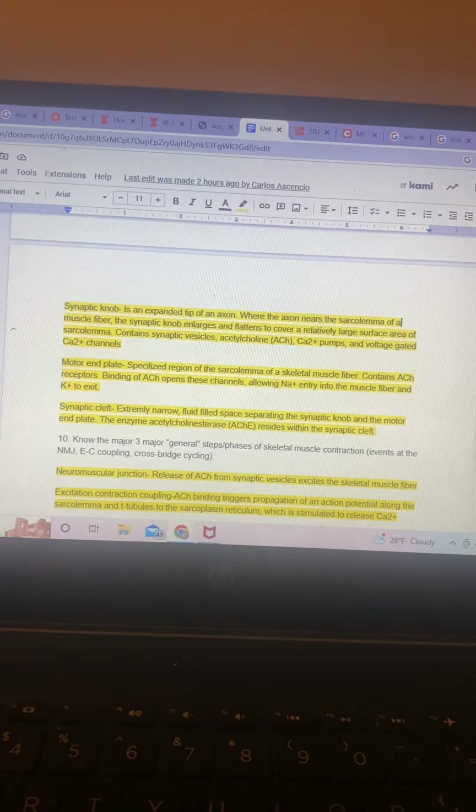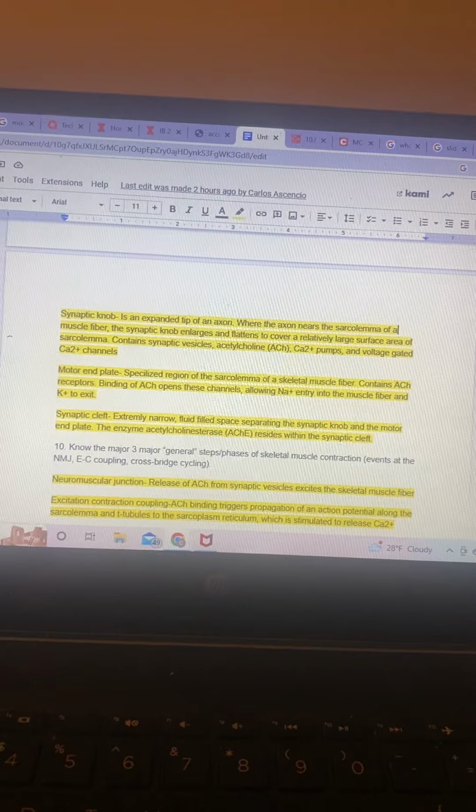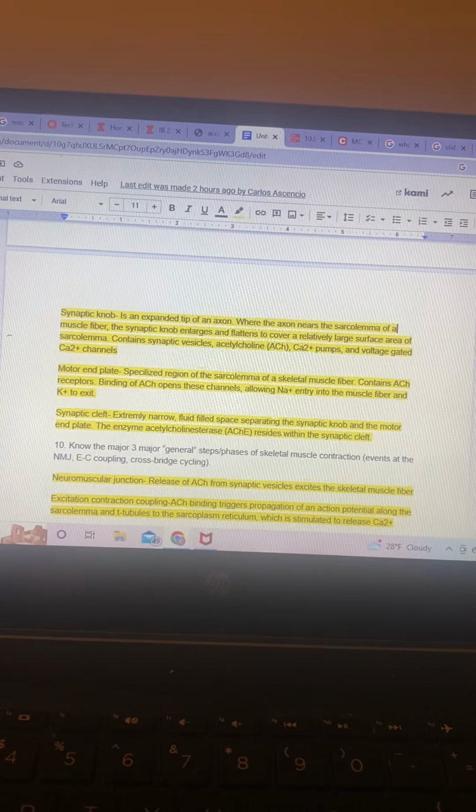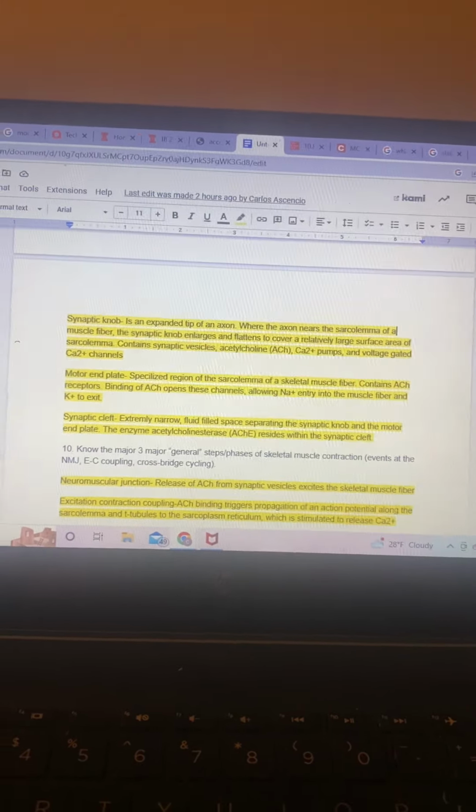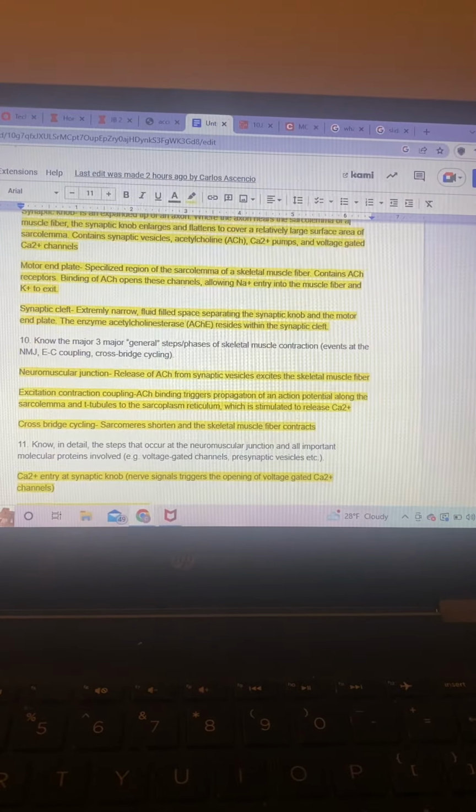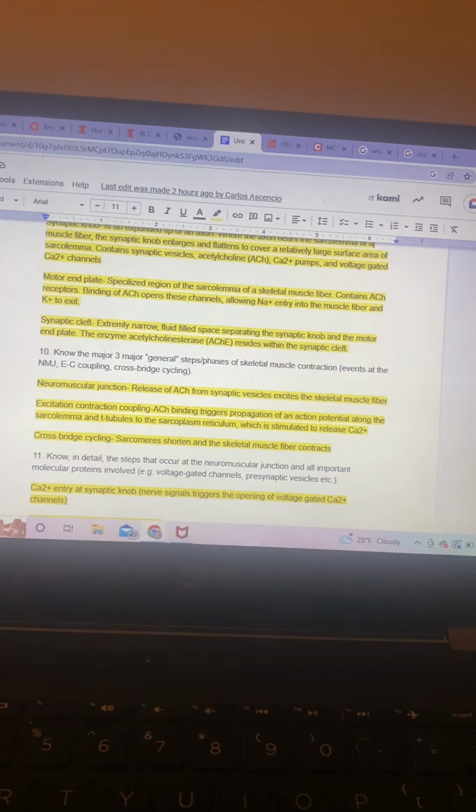It's a motor end plate. It's a specialized region of the sarcolemma of a skeletal muscle fiber. It contains ACh receptors. Binding of ACh opens these channels, allowing Na+ entry into the muscle fiber and K+ to exit.